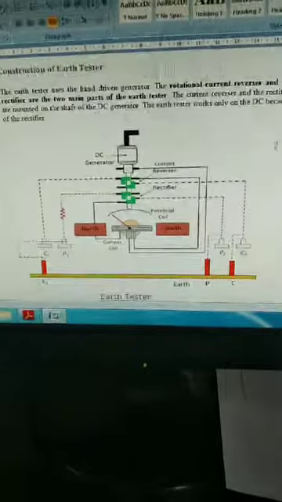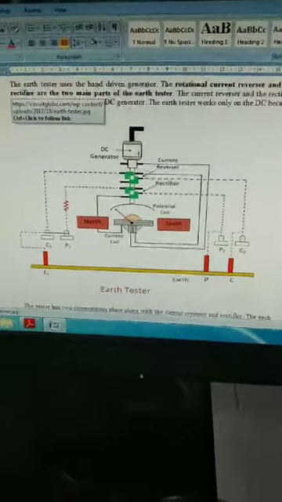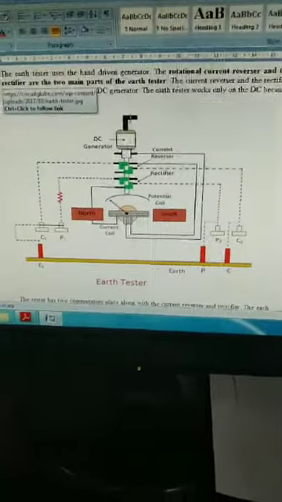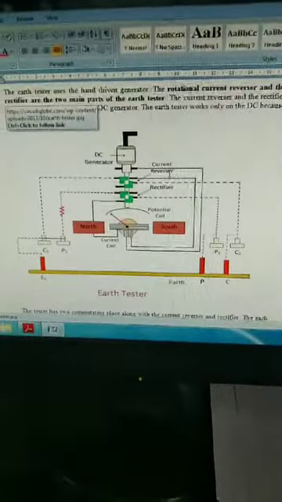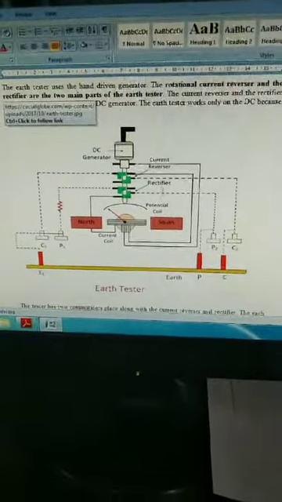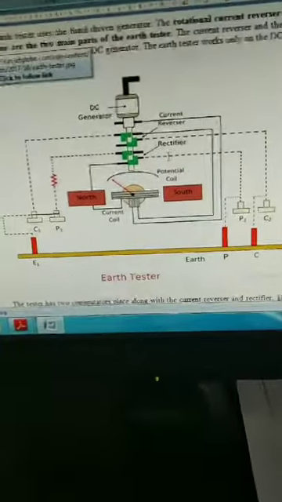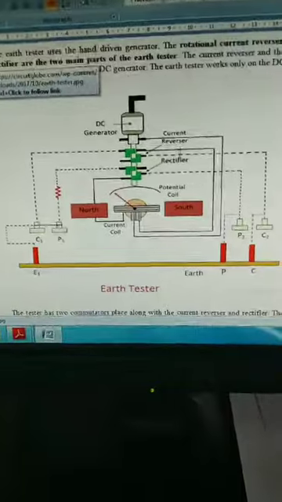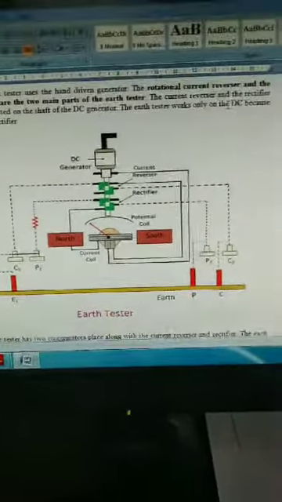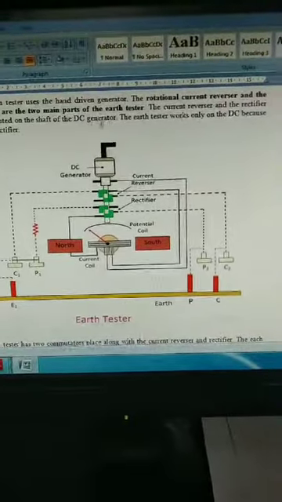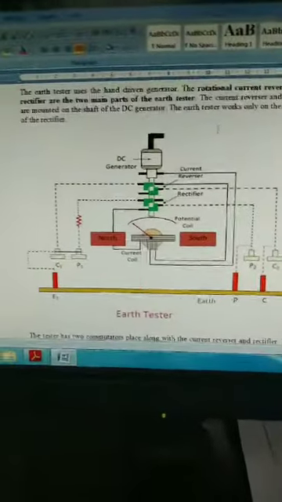According to the construction, the earth tester consists of a hand driven generator. This is a DC generator which is hand driven. The current reverser is present and a rectifier is also present. The rectifier is a device which converts AC into DC. The current reverser and the rectifier are mounted on the shaft of the DC generator. The earth tester works only on DC because of the rectifier.